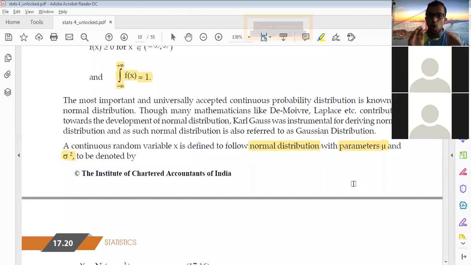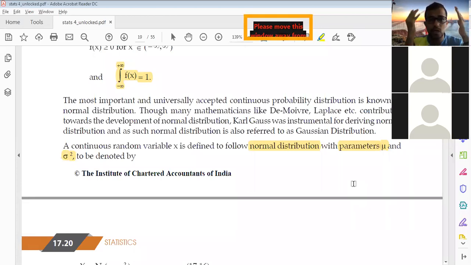One is called normal distribution. One more is called standard normal distribution. Okay? Two are different things. Standard normal distribution means it has certain values associated with it. Since it has values, it is called a standard normal distribution. We will look at it later. As of now, we are discussing only normal distribution.